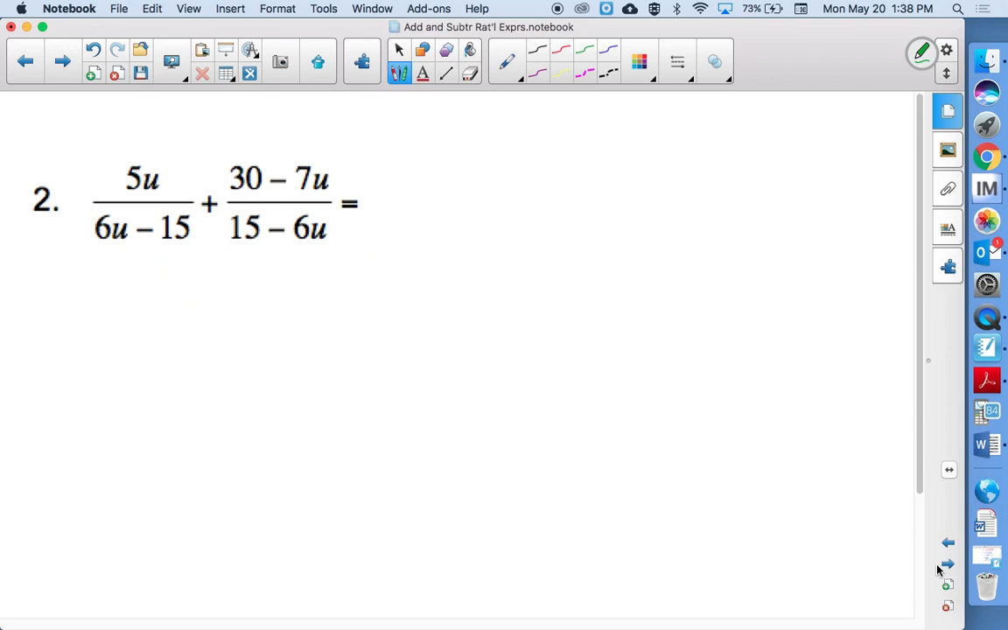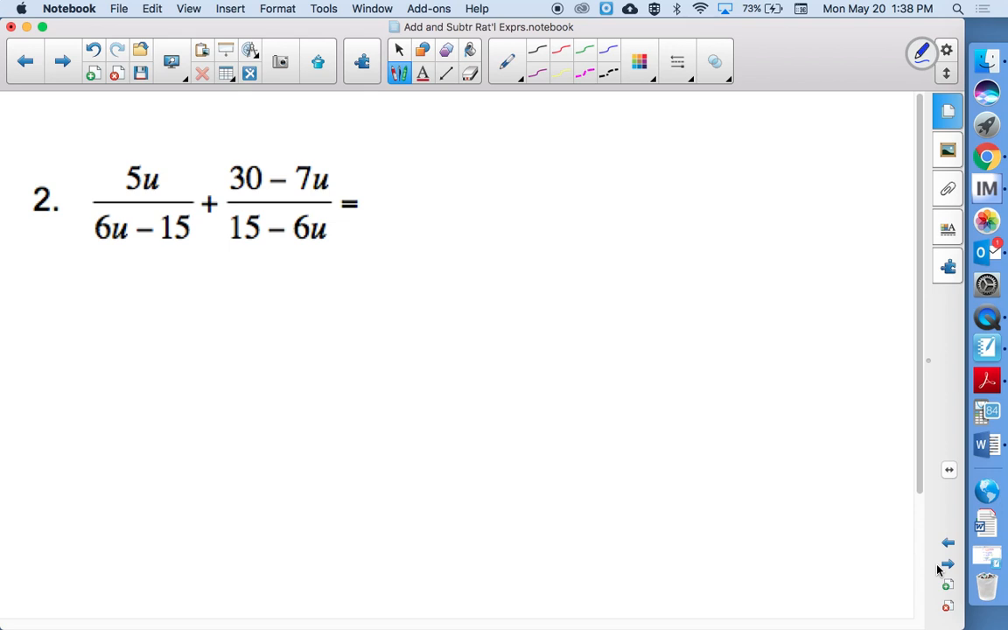Alright, looking at the second one. Number 2, we have 5u over 6u minus 15. We're adding that with 30 minus 7u over 15 minus 6u. Michael, what do you notice about those denominators? They're opposites of each other. Yeah, they're opposites of each other. How could you make them the same?